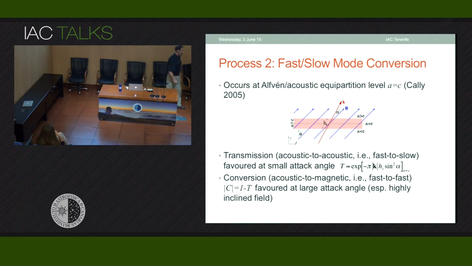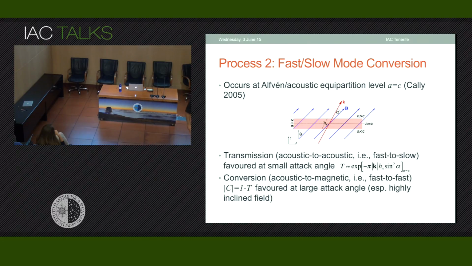All right. So let's say now that because of the inclined magnetic field, these waves are able to get up. They can go up higher than they would have done. Normally they would have reflected maybe just a little below the photosphere, depending upon their frequency. Now what happens when they meet the layer where the Alfvén and the sound speed are equal? It's what I call the equipartition layer.